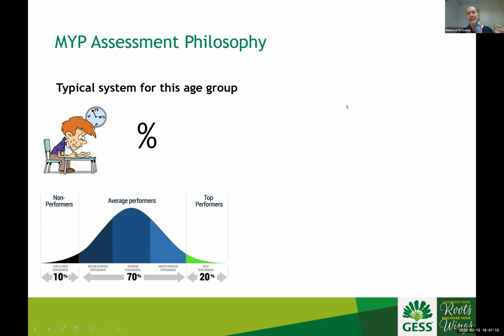And what happens is what we call norm distribution. If I look at a system I grew up with, which was GCSEs, a system I used to teach, IGCSEs, all the students that are taking that exam across the globe, their scores are gathered and plotted against a bell curve. And then on that bell curve, only your top 20% can get the highest grade. And the bottom 10% are getting the lowest grade.